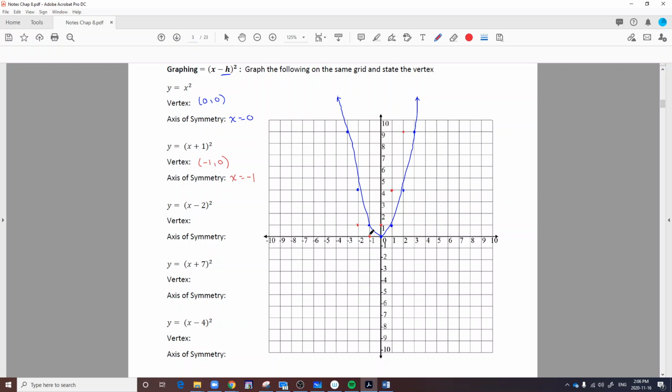So if I just know over 1, up 1, over 2, up 4, over 3, up 9, I don't have to use a table of values. The shape is not changing because there is no a value here.